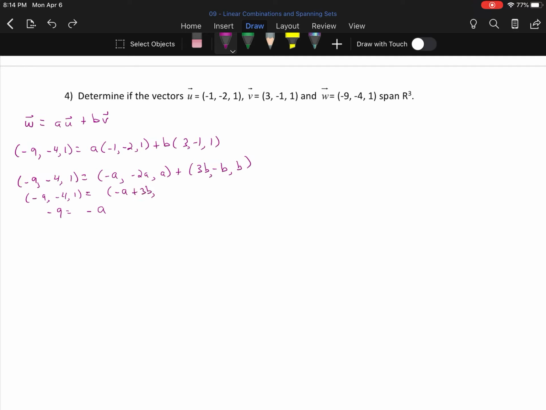Add the x components. Oops. Plus 3b, the y components, negative 2a minus b, and the z components, a plus b. So that first one isn't that easy. Negative a plus 3b is that first equation. The y component, I get negative 4 equals negative 2a minus b. And the z component, 1 equals a plus b. So three equations in two unknowns. Solve one pair of them, and then go from there.